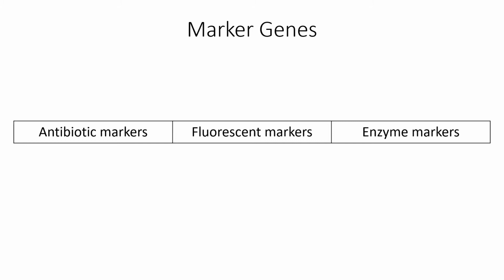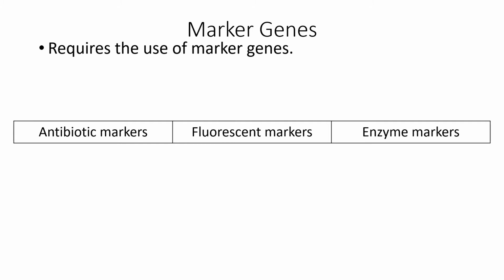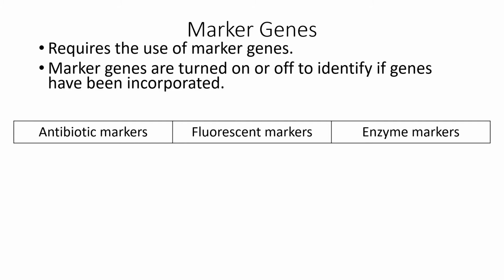In order to do this, we use marker genes. And what we've got is three types of markers. We've got antibiotic markers, which means that an antibiotic does or does not work on a particular bacteria. We've got fluorescent markers, which give the bacteria certain colors, and we have enzyme markers, which means that a bacteria would perform a certain enzyme reaction.